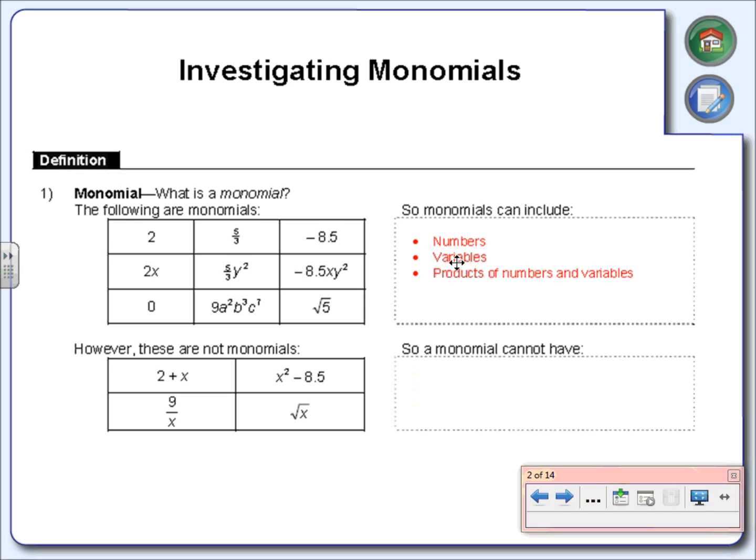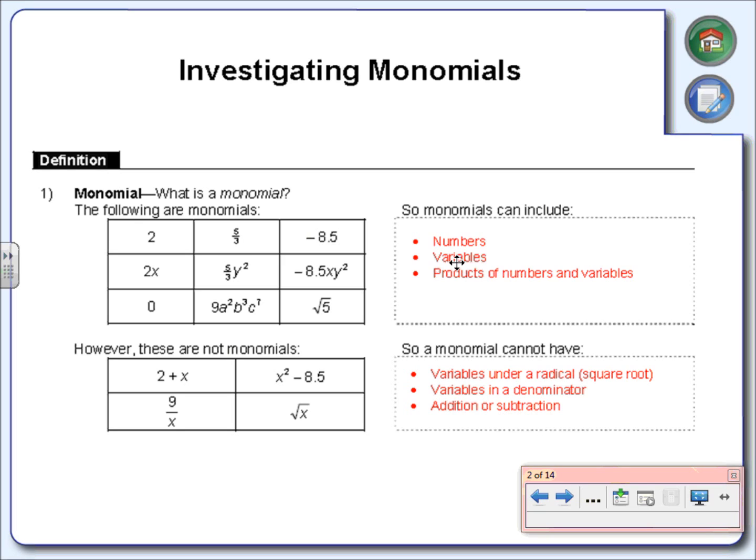Now right below that it says, however, these are not monomials. So they're giving you some examples of things that are not monomials. So let's take a close look there. Monomials cannot have some certain things here. Here they are. They cannot have variables underneath radicals, like that square root of x there. That's a big no-no. Can't have variables underneath the square root.